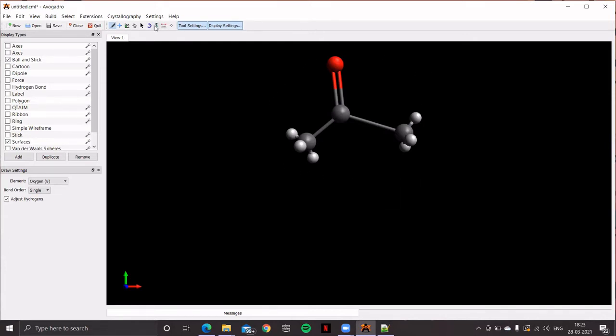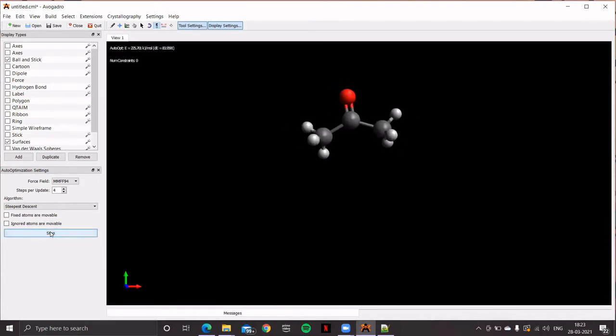Go to the auto optimization tool. Choose the desired force field. Since it's an organic molecule, we'll go for the Merck molecular force field. Click on the start button, and very soon we'll get the optimized geometry, but at the molecular mechanics level. So wait for a while. Done. Delta E equal to 0. So do remember to click on the stop button.